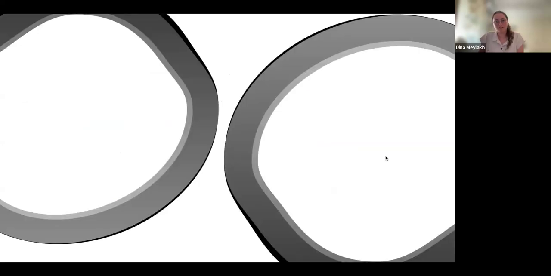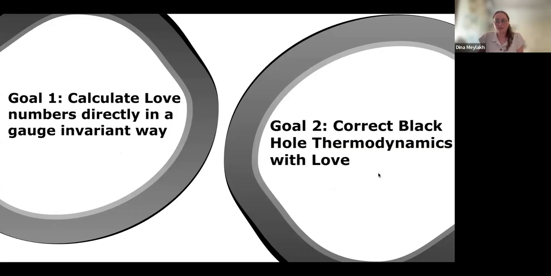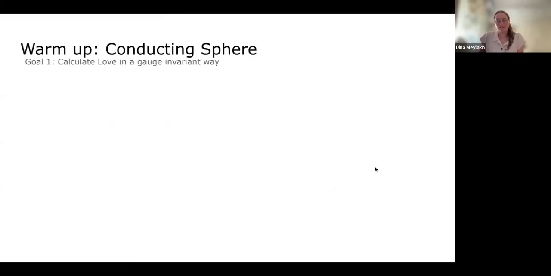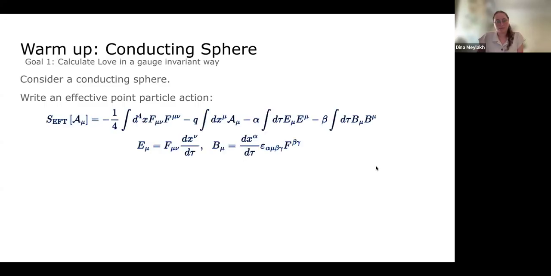Okay, so in this talk we're going to have two goals. The first goal is to calculate the love numbers directly in a gauge-invariant way and a new way. And our second goal is to correct black hole thermodynamics with these love numbers. So before starting our first goal, let's consider a simpler example and consider a conducting sphere. Okay, so let's write an effective point particle action for this sphere.